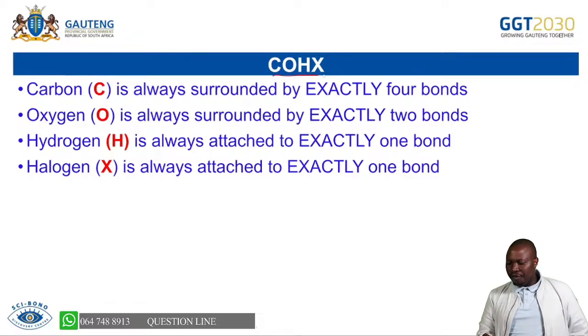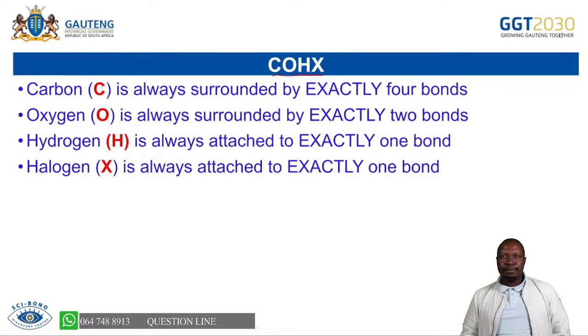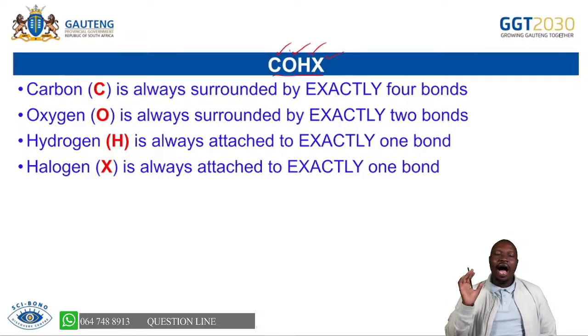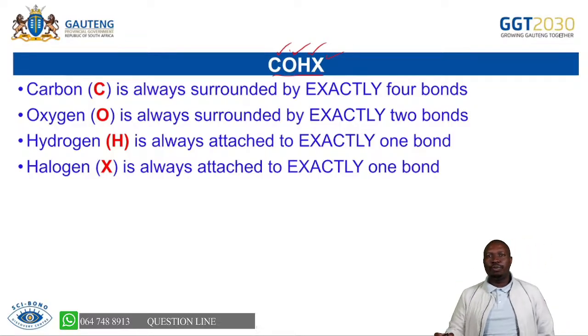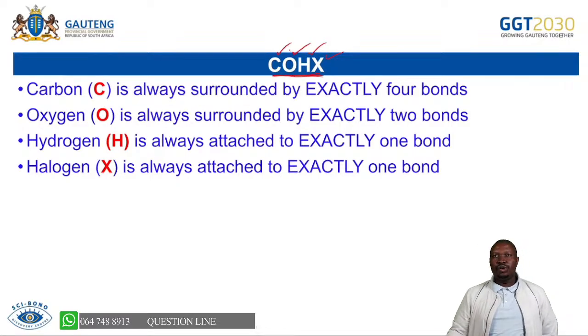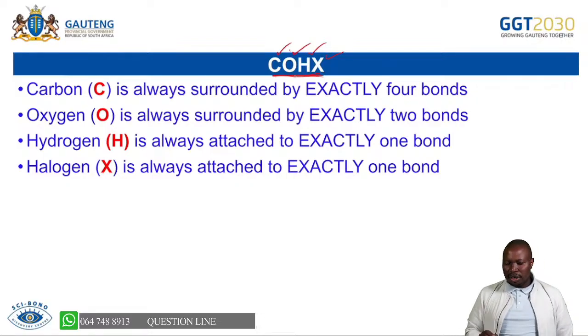Hence, this COX stands for C for carbon. We do the carbon, we do the oxygen, we do the hydrogen, and the X stands for halogen, group 17 or group 7 elements, which we refer to as halogens. So COX is standing for that.